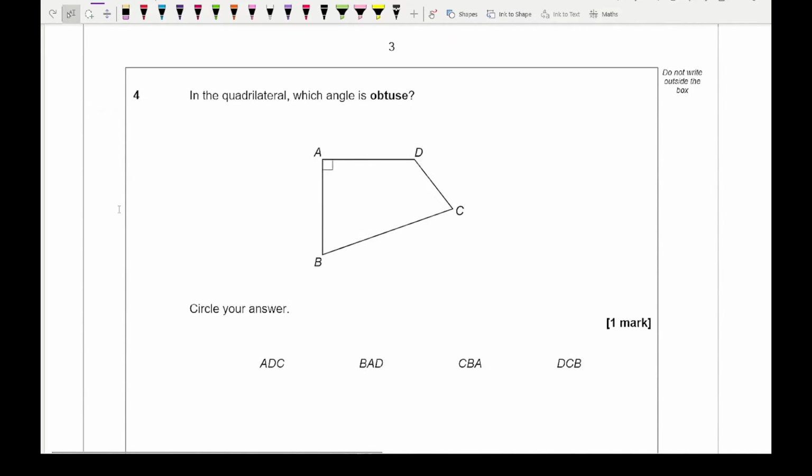Moving on to question 4. It says in the quadrilateral which angle is obtuse. Now obtuse is basically over 90 less than 180. So what we're looking for is, well, B is acute, C is acute, so the correct answer is going to be D, and that angle is ADC, which is our first option.